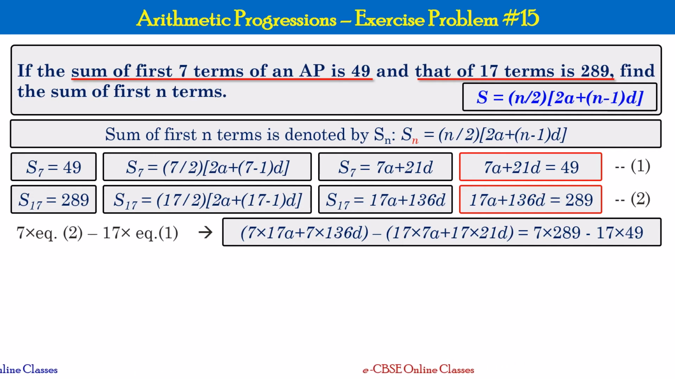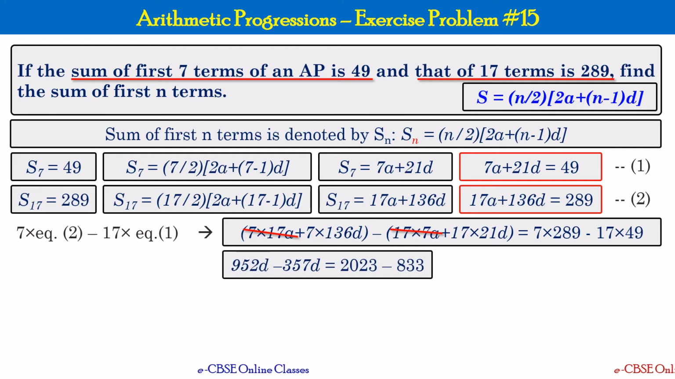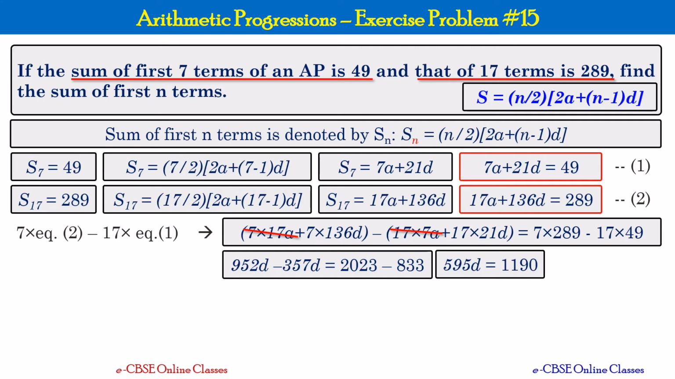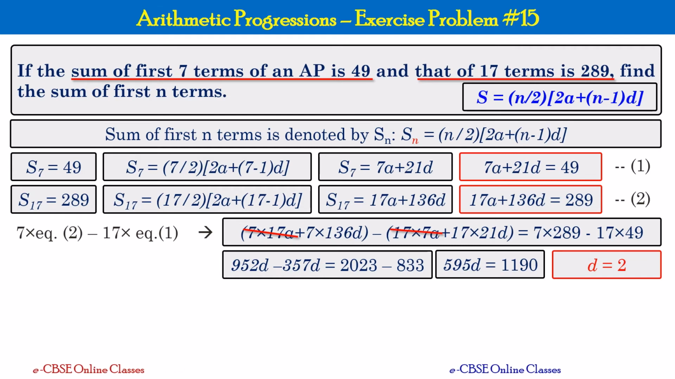So you can see that on the left hand side there are two terms which have coefficient for a. One is 7 into 17a, the other is 17 into 7a. So both these get cancelled. That leaves us 7 into 136d and 17 into 21d. After simplification, this equation becomes 952d minus 357d is equal to 2023 minus 833. So that becomes 595d is equal to 1190. So d is calculated as 2.